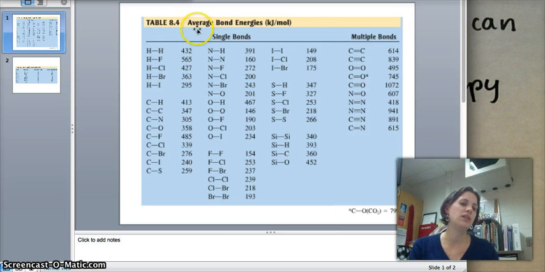The other thing to note here is that these are averages. If I look at the CH bond, which requires 413 kilojoules to break, not every CH bond is exactly the same, and so 413 is an average. Just be okay with it. It's an approximation. It's still useful to us for what we're going to do here.